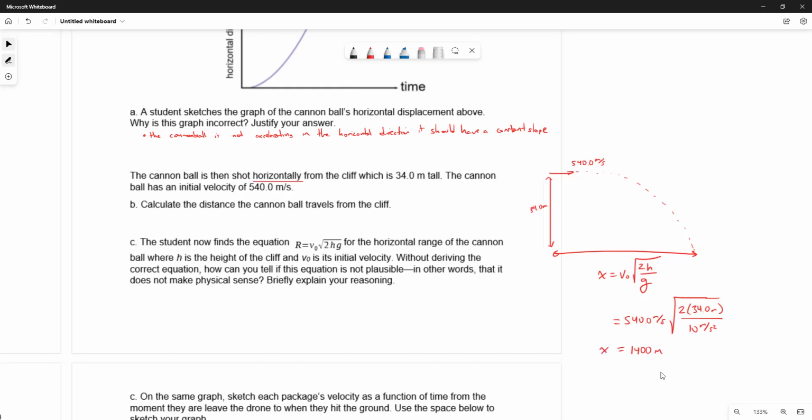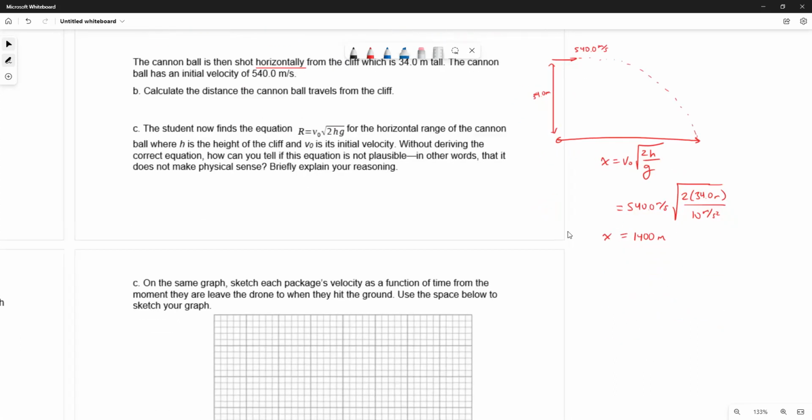Again, I just wanted to point out that you had the range equation already, and you can plug any value into that range equation if the situation is the same as in the first problem, which is a horizontal velocity initially off some height, hitting some ground below. So for part C, the student now finds the equation R equals v0 times the square root of 2hg for the horizontal range of the cannonball, where h is the height of the cliff and v is the initial velocity.